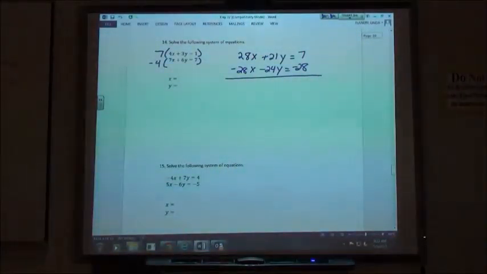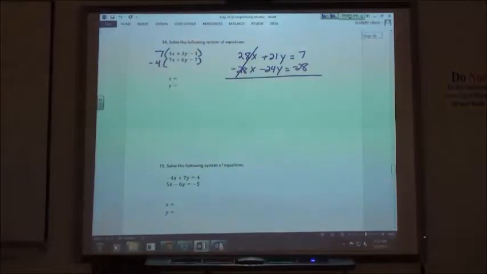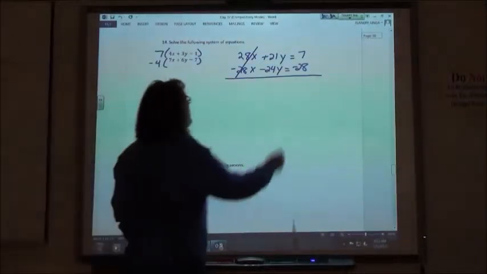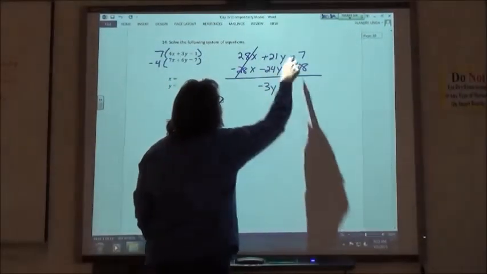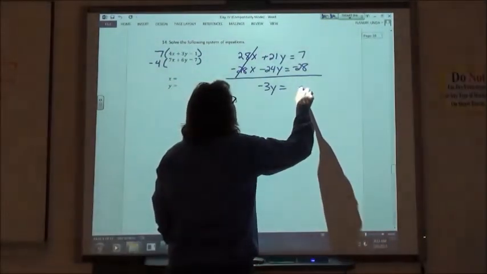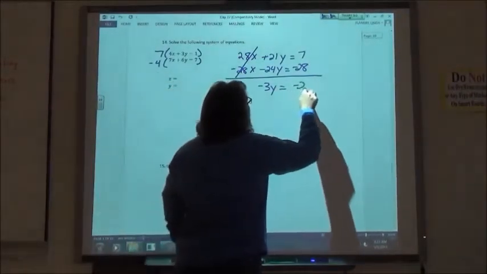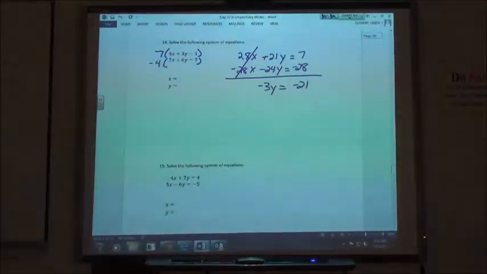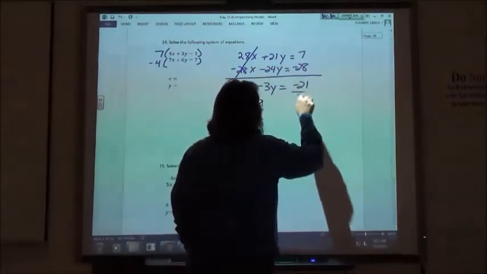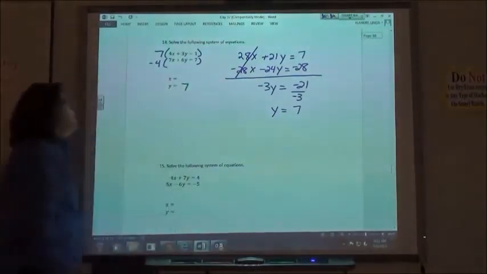So our whole thing was we wanted to make opposites so that when we add, those ones are eliminated from our equation. So 21 minus 24 would give me negative 3y. And 7 minus 28 would be negative 21. And so if negative 3y equals negative 21, to solve it for y, we still need to divide. And so y is going to equal 7. Y is 7. We found y.